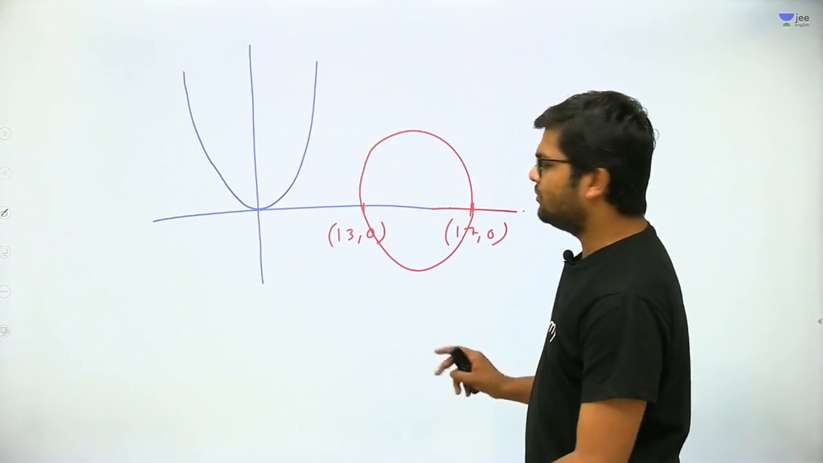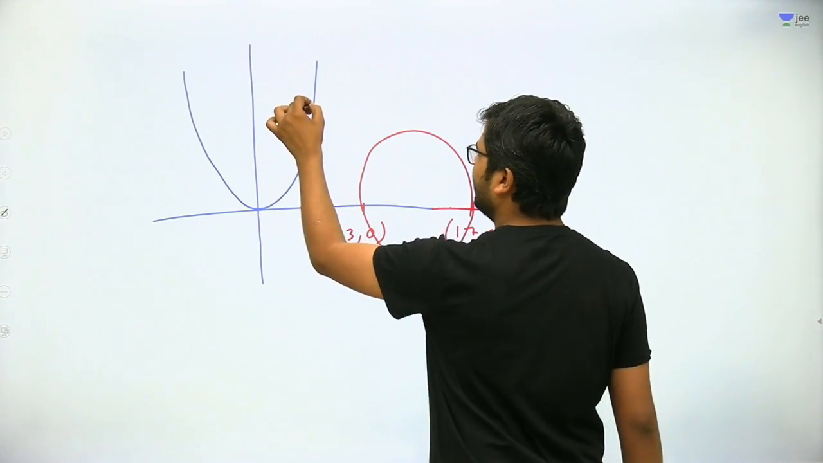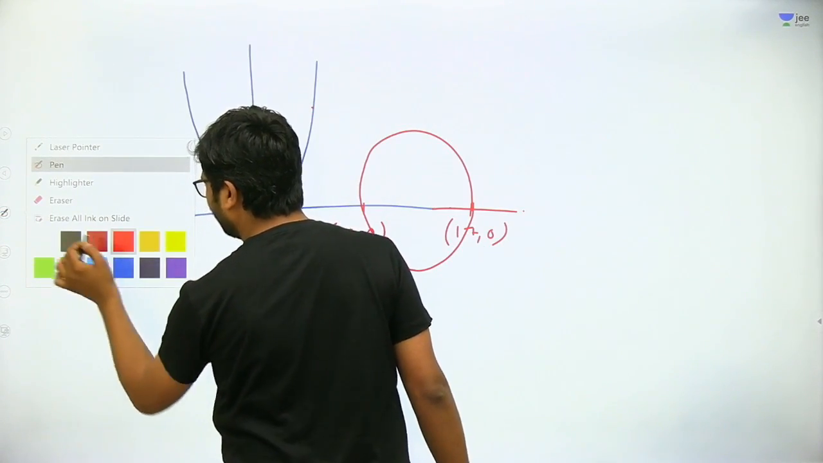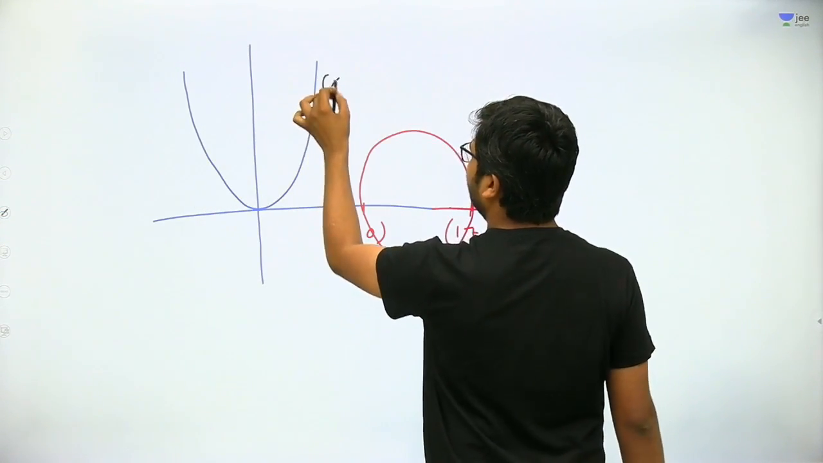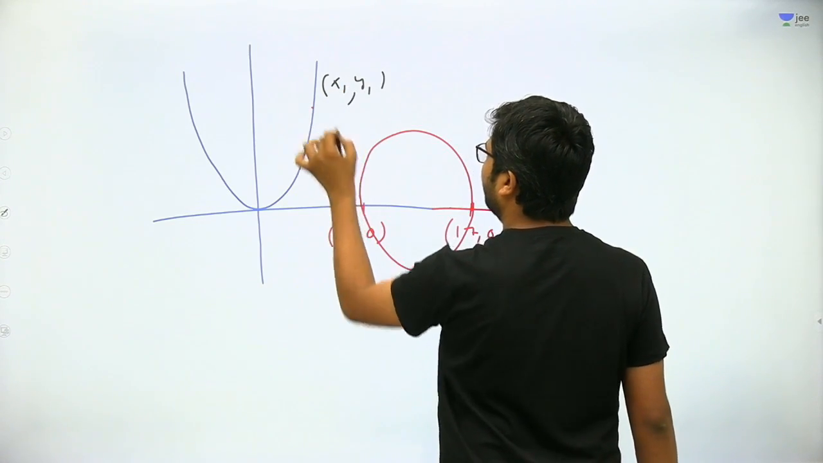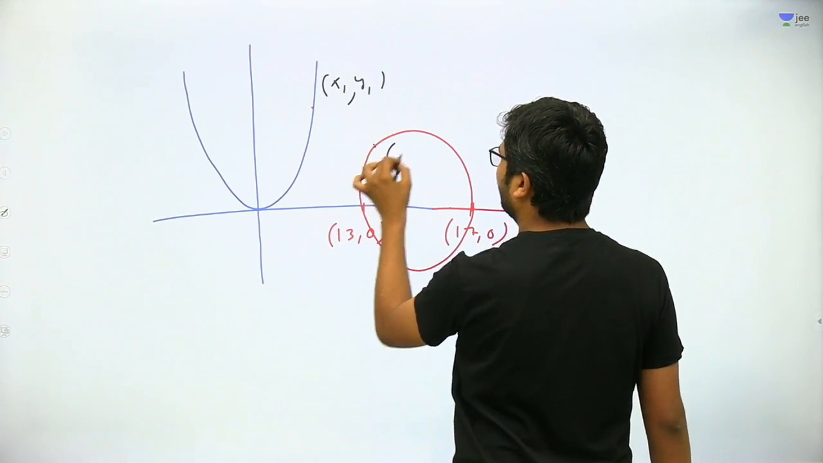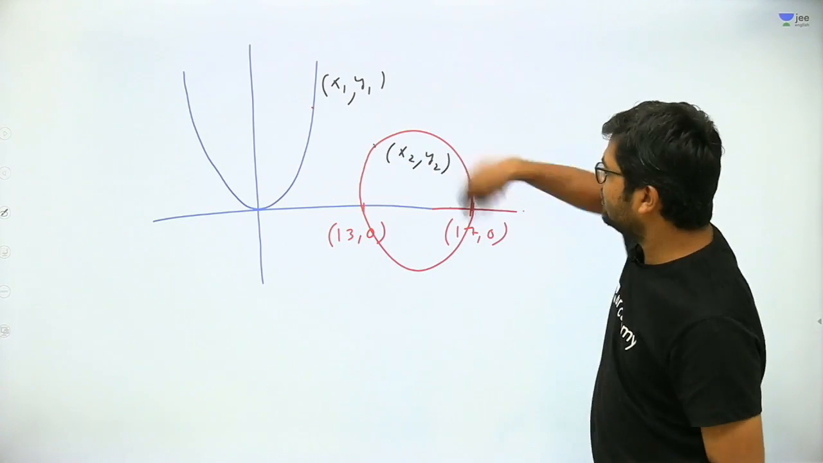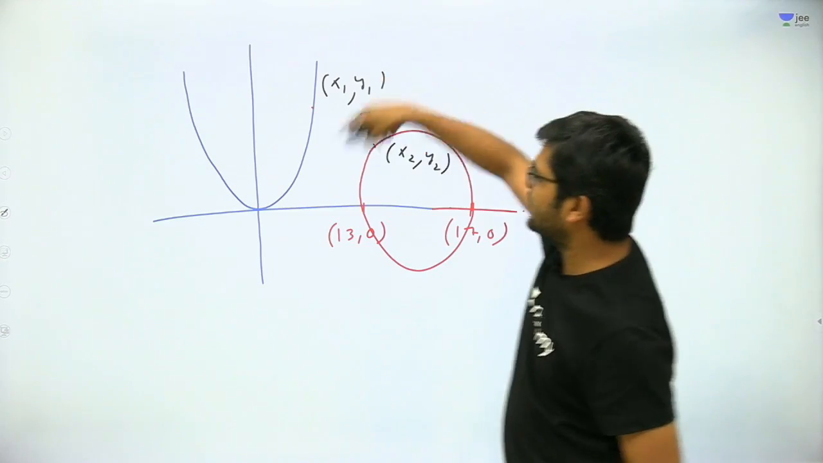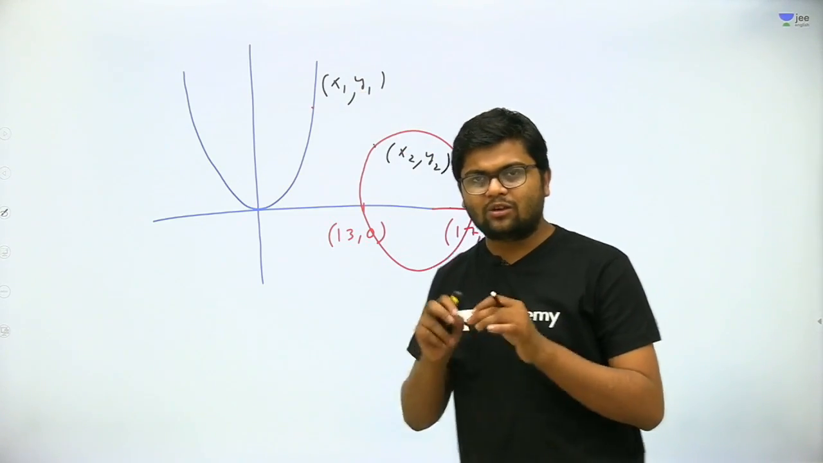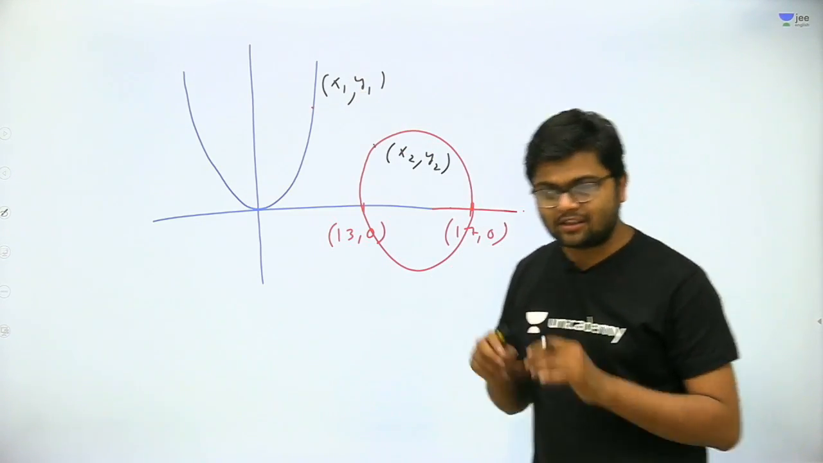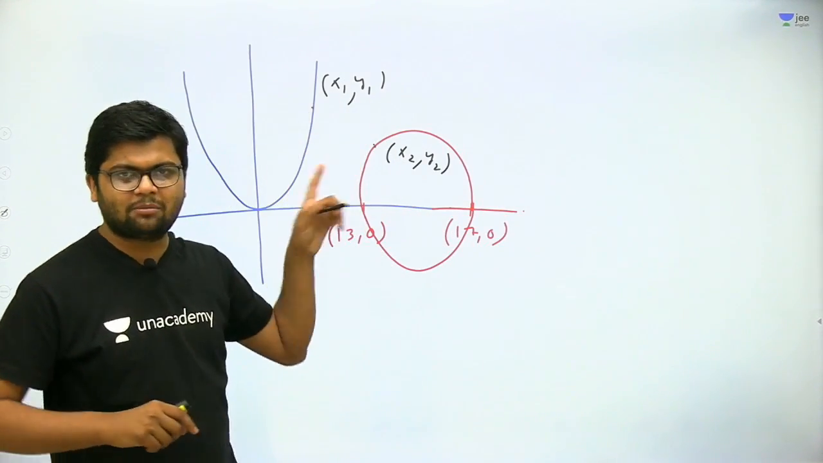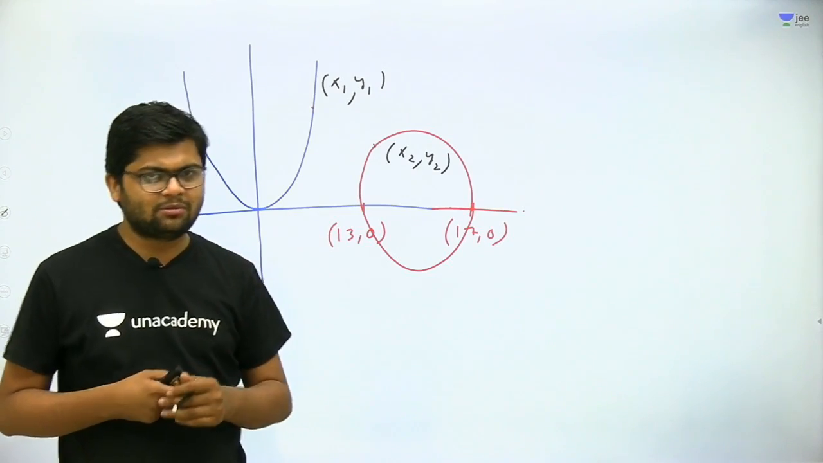Now what is the situation? The points that I have imagined are x1 y1 and x2 y2. Got my point? Now these 2 points are such that one is moving on this circle and the other is moving on that parabola. Now you have to calculate the situation in which the distance between these 2 points becomes minimum, and you need to find that minimum distance.